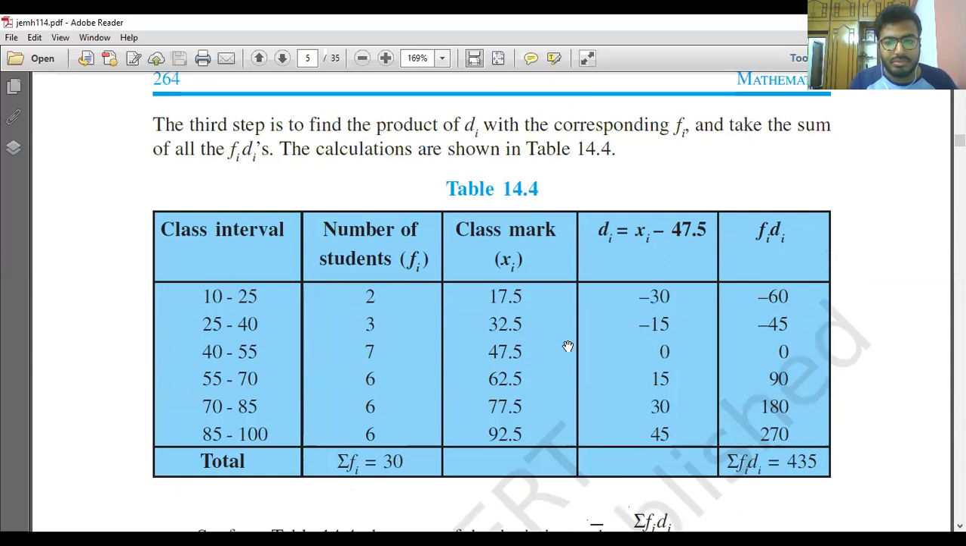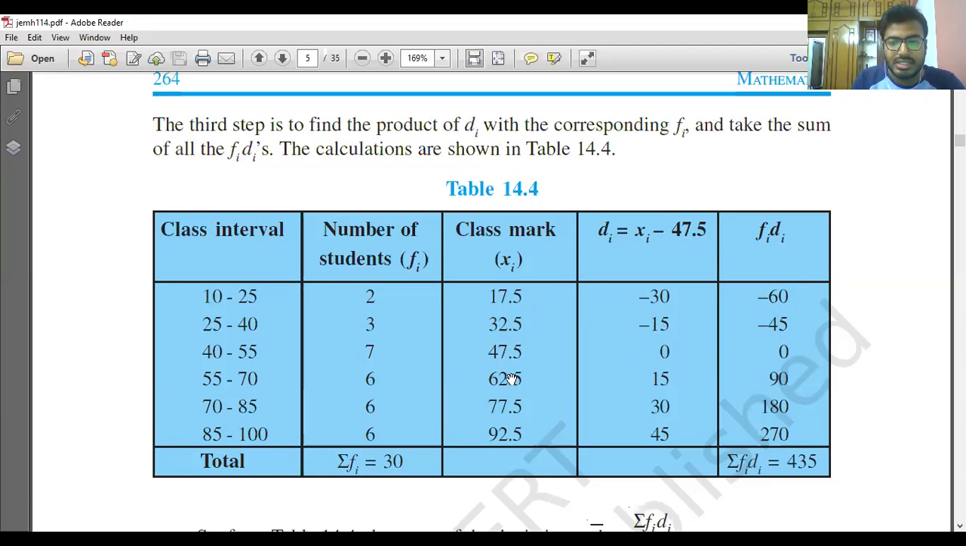So 47.5 you are marking as A. Then in this new column, di, that is known as deviation. Deviation is equal to xi minus A, which we have taken as 47.5. xi means this value minus 47.5. The first one, 17.5 minus 47.5, you'll get minus 30. The next one, 32.5 minus 47.5, you'll get minus 15.